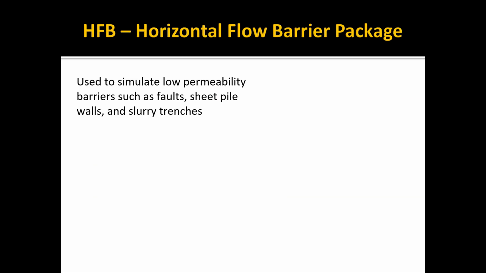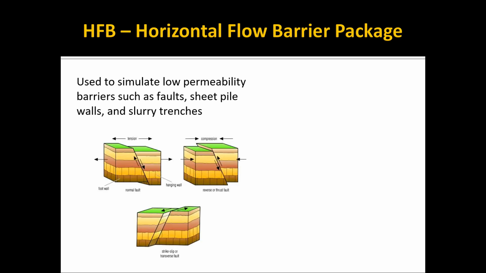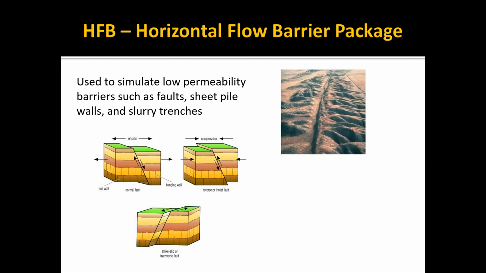Okay, next we have the HFB package, the horizontal flow barrier package, which is used to simulate low permeability barriers such as faults, sheet pile walls, and slurry trenches. If you have a fault, over long periods of time, that movement of one side of the fault against the other creates a set of fine-grained materials at the location of the fault. And here's an example of a very visible fault. Those fine-grained materials can be a barrier to groundwater flow.